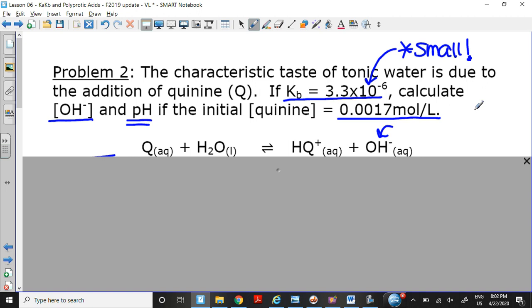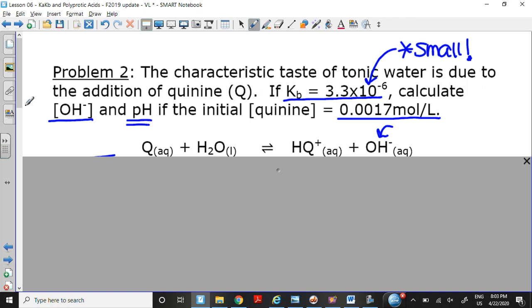So what I want you to do now, try and fill in the ice table to the best of your ability, and then unpause and check. And then we'll do a couple of check-ins along the way. I'll let you know when to pause and try out the work, and we'll see how you do. So pause now and see if you can set up the ice table, and taking into account what do you do when you have a small K value.